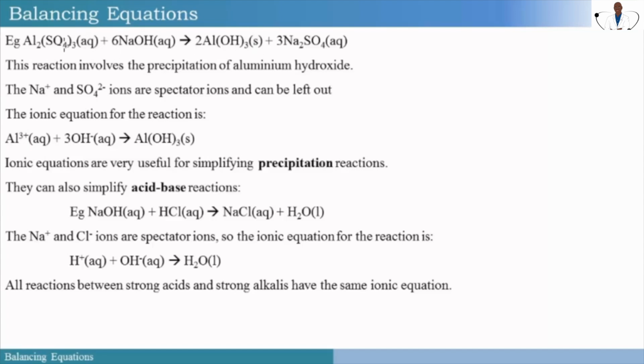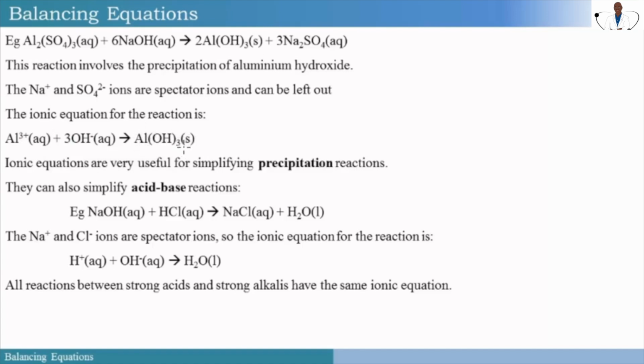The sulfate is aqueous here, and the sulfate here is also aqueous, so we can eliminate it as a spectator ion. Sodium also, because sodium is aqueous here, and on the right, sodium is also aqueous. Remember, we must ensure that we have both mass and charge balance when working out ionic equations. So what are we left with? Hydroxide is aqueous here, but here it is a solid. So the ionic equation for this reaction would be Al3+ plus 3OH- to produce Al(OH)3, which is solid.